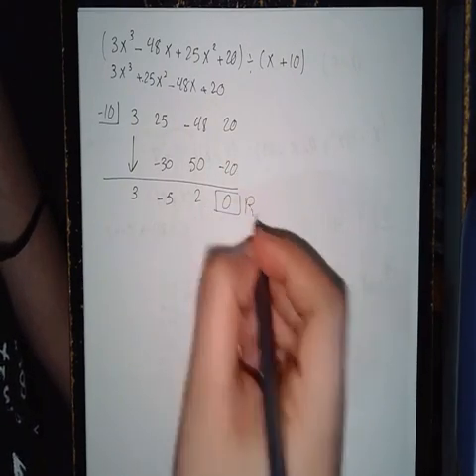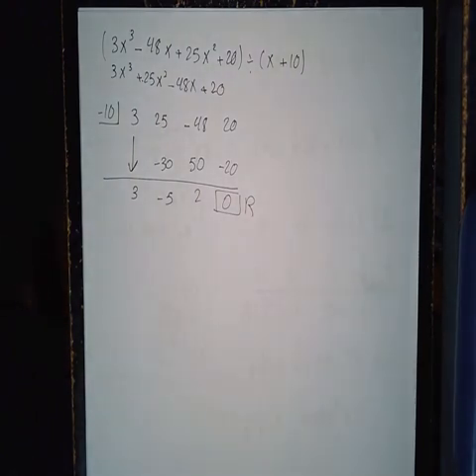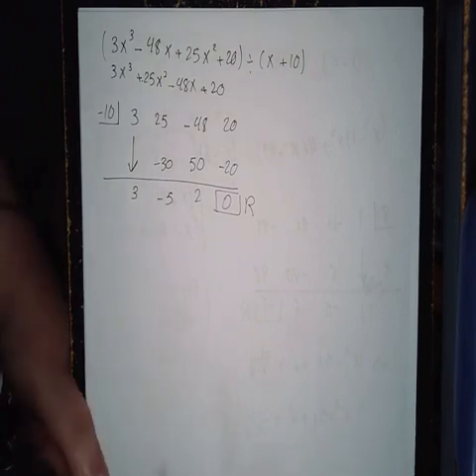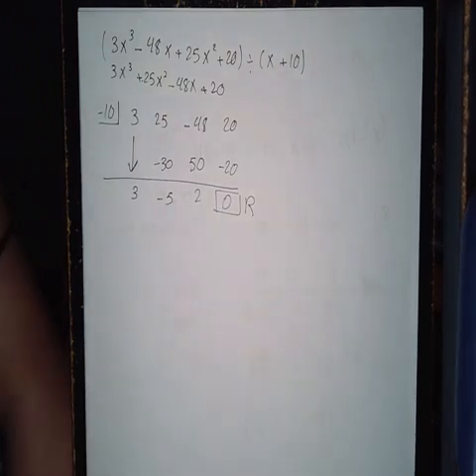Your remainder is 0. This tells you that what you divided by is actually a 0 of the function. This is the solution of the function. That's why you have no remainder. It divides it neatly.